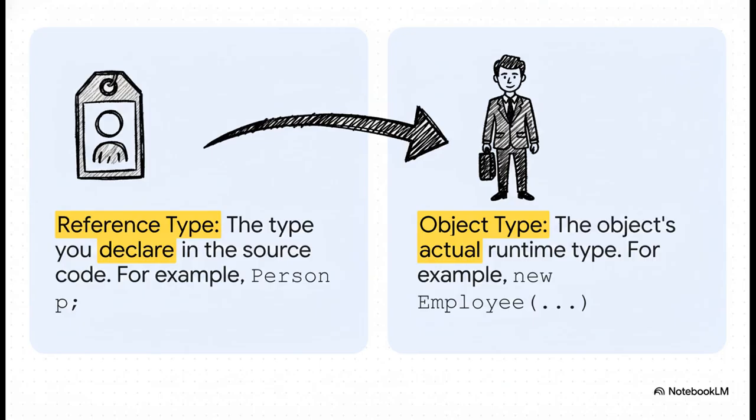Okay, now this slide. This is probably the most important idea we need to get today. Seriously. There's a huge difference between the reference type, think of that as the label we write in our code, like person, and the object type. That's the actual thing we create in memory, which might be a more specific employee. And here's the kicker. The label and the thing it points to, they don't have to be the same. And that right there is where all the magic starts.